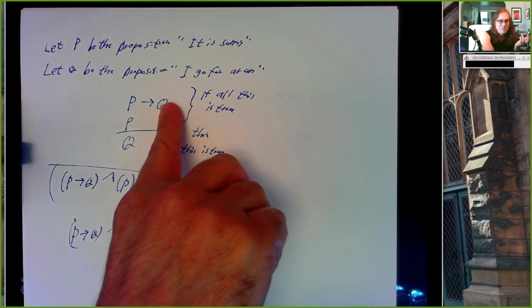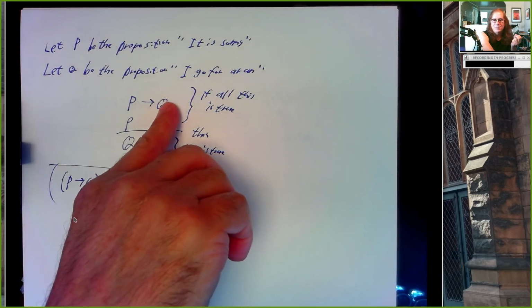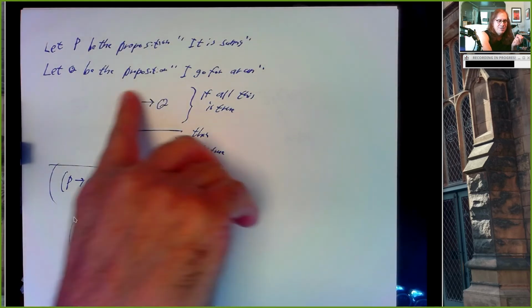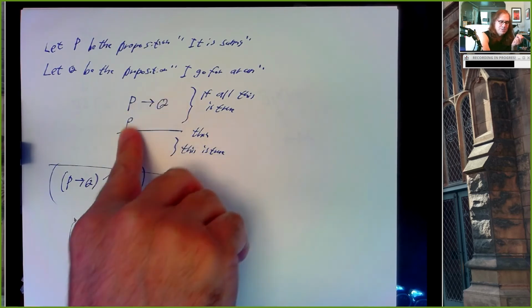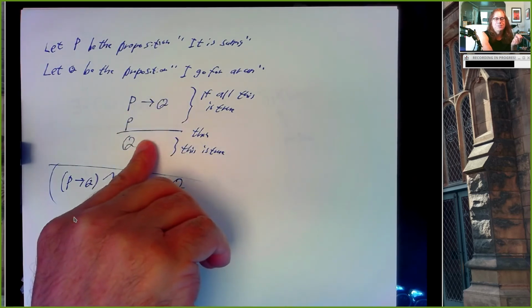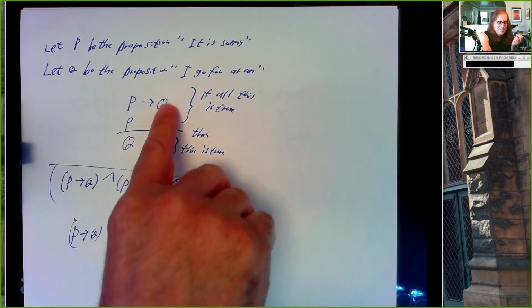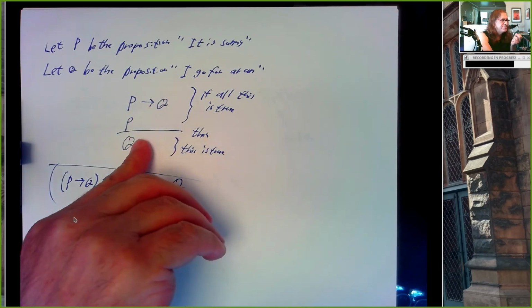Now, this statement might be false. Maybe if it's sunny, I'm going to go take a nap, right? But this theorem is still true. This theorem is always true. So given this and this, we can conclude that.